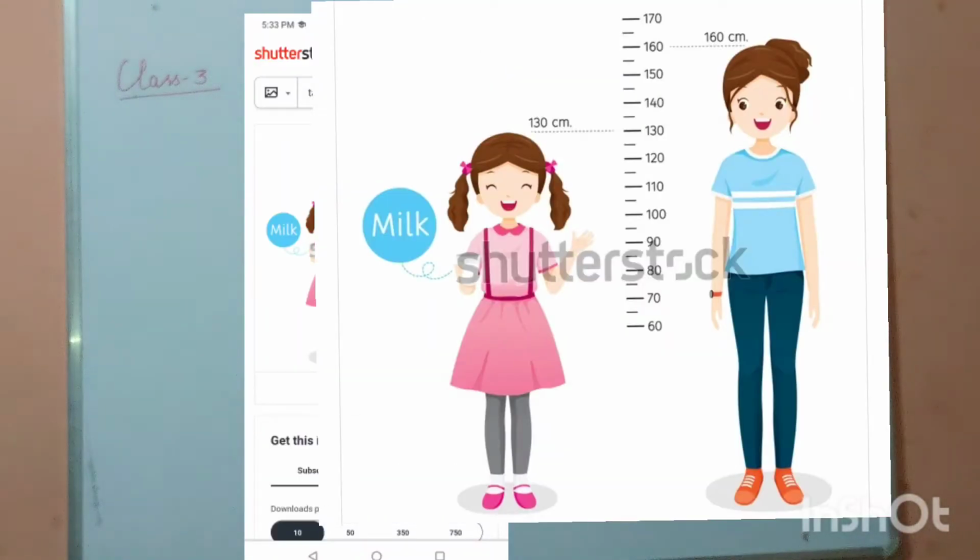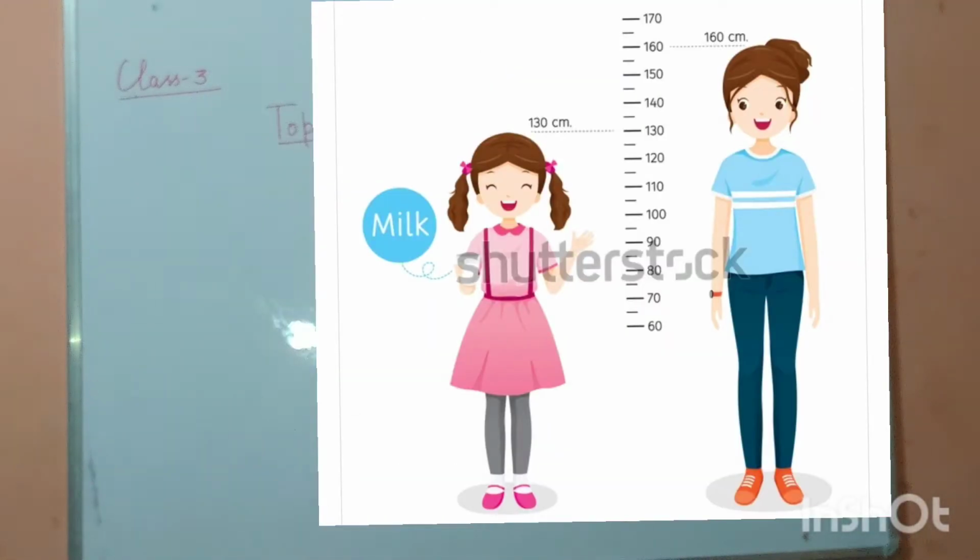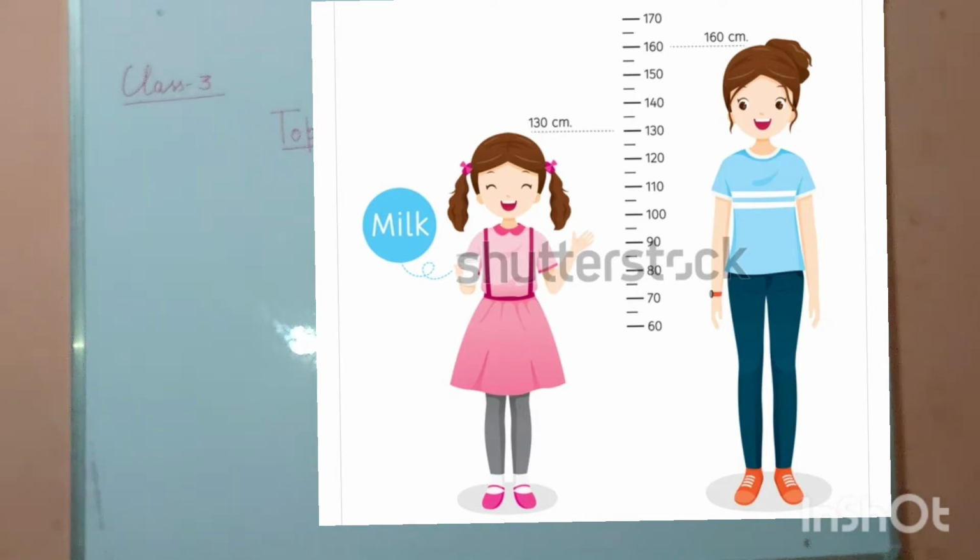Now students, watch this pic. You have seen two girls standing according to their height. One girl is 130 centimeter and the other one is 160 centimeter. Then how can you guess who is taller?